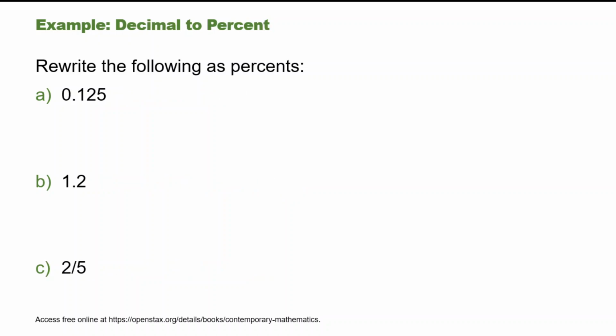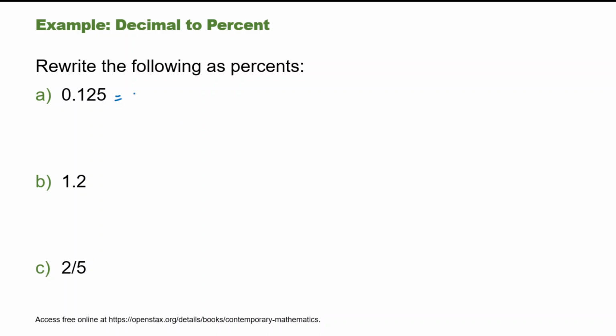Example, decimal to percent. Rewrite the following as percents. Looking back on our notes, we know that we can multiply our number by 100 and then add the percent sign after the number to make a decimal into a percent. So part A, 0.125.